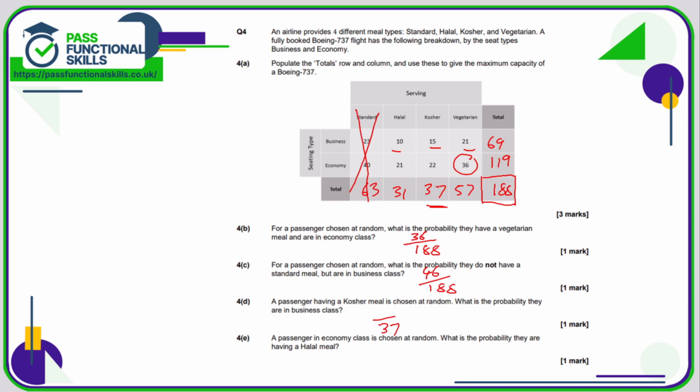What's the probability that they're in business? So that's 15 out of the 37. And for this last question, we're choosing from the economy passengers, so that is out of the total of 119. The probability that they're having a halal meal is 21 out of 19.